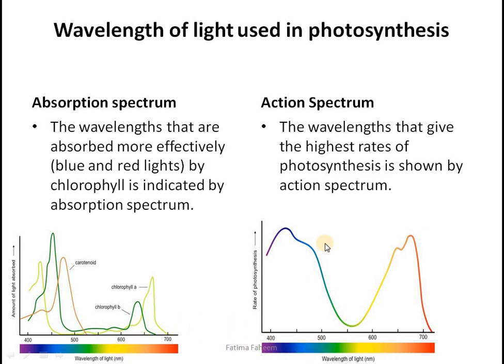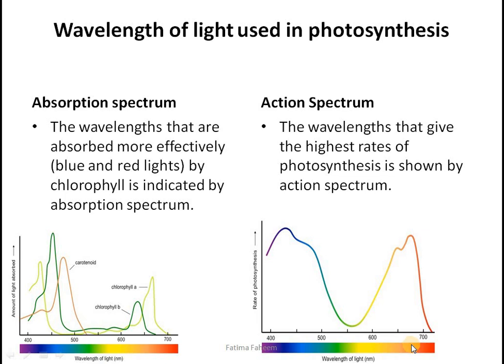On the other hand, if you see the action spectrum, I have taken the rate of photosynthesis on the y-axis and the wavelength of light on the x-axis. Which two points are showing you the peaks? It is the colors indicated here by blue and red. You can see the peaks being formed here. It means that the rate of photosynthesis was maximum when the plant was absorbing blue and red wavelengths.